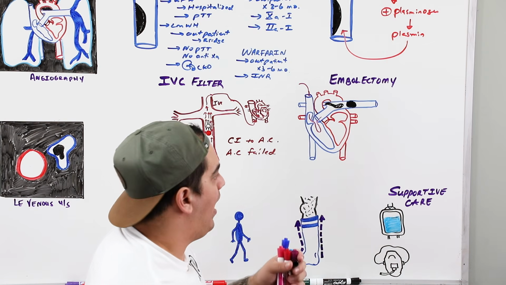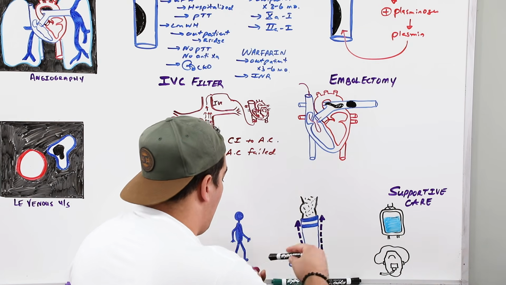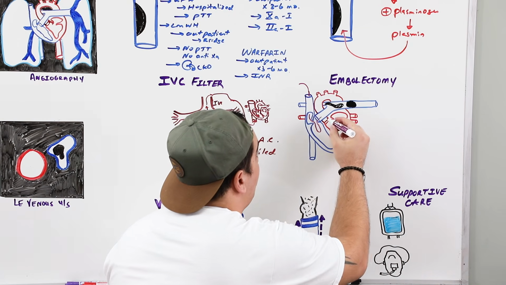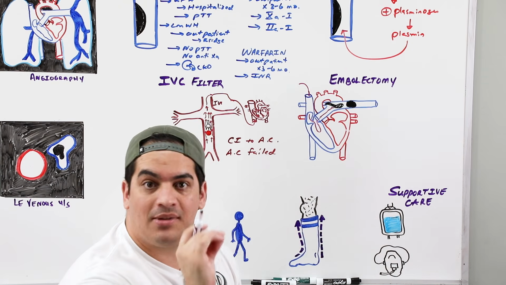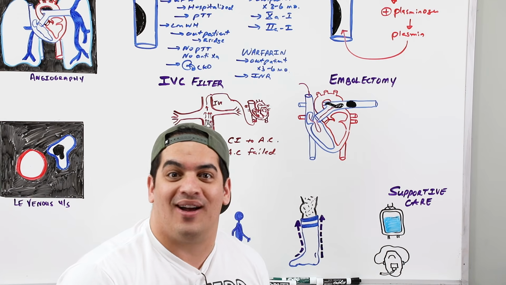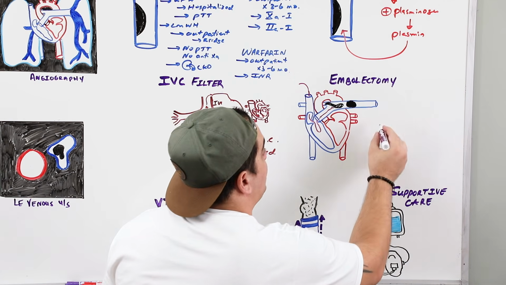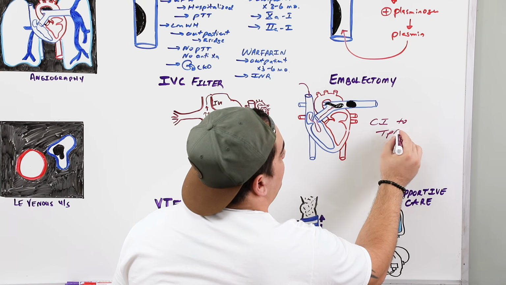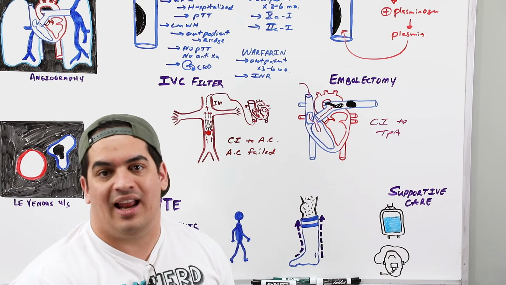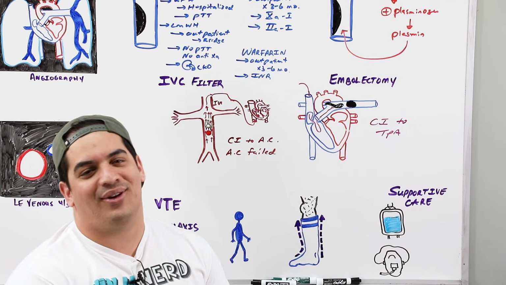Either way, the catheter runs up through the pulmonary trunk, and what you do may actually help to suck up some of this clot. It may bust up some of the clot and then suck up the clot. So an embolectomy is good if there is a contraindication to TPA and they're hemodynamically unstable. Okay, beautiful.